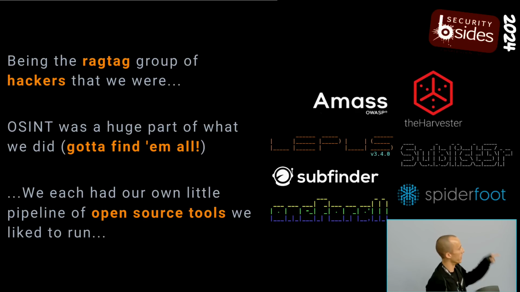So we all had open source tools that we used. You may recognize some of these, like Amass, theHarvester. These are just tools that we ran. And sometimes we'd run all of them and just sort unique the results. I'm sure anyone who's done OSINT has done something similar to that.